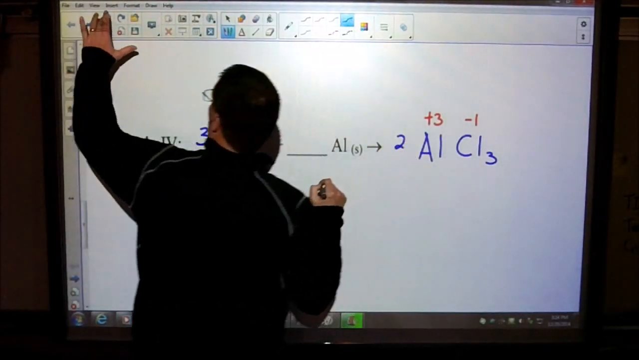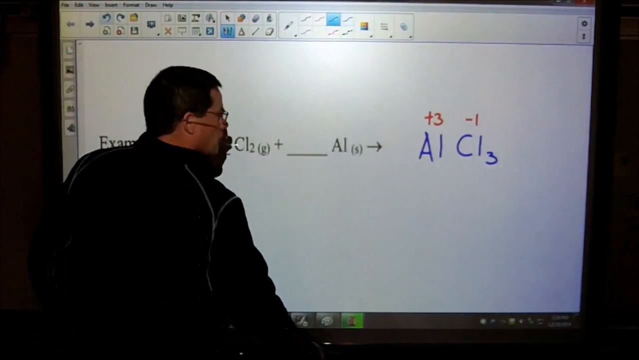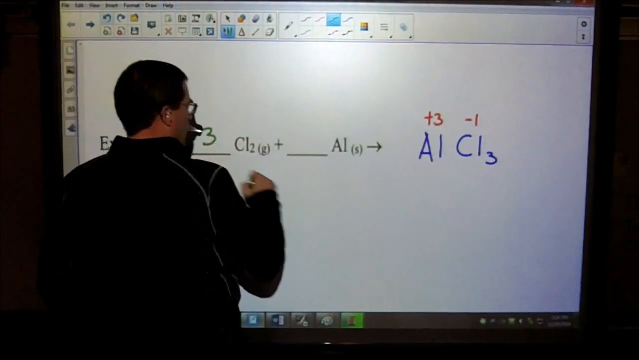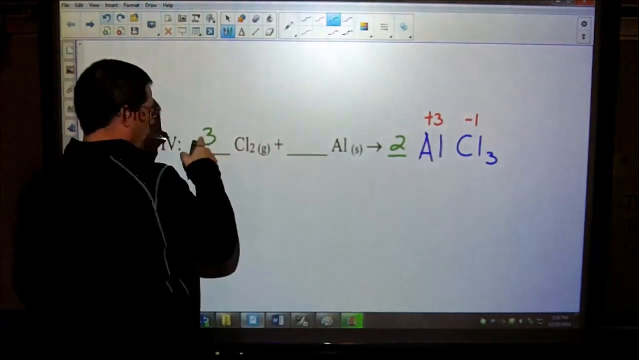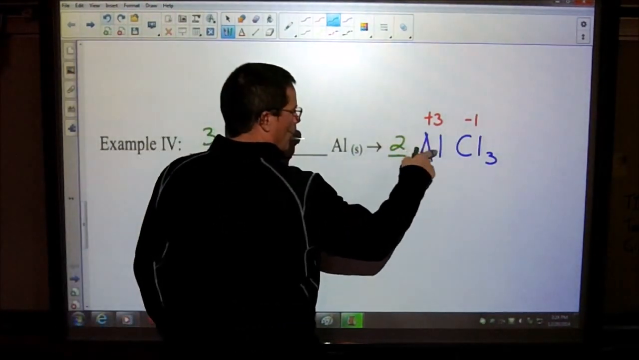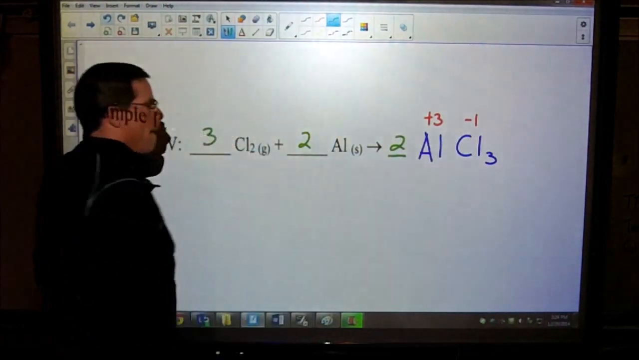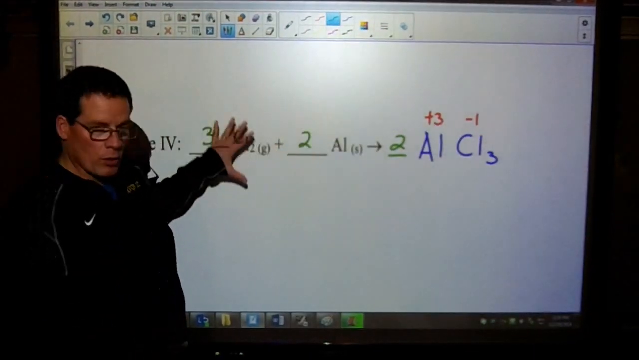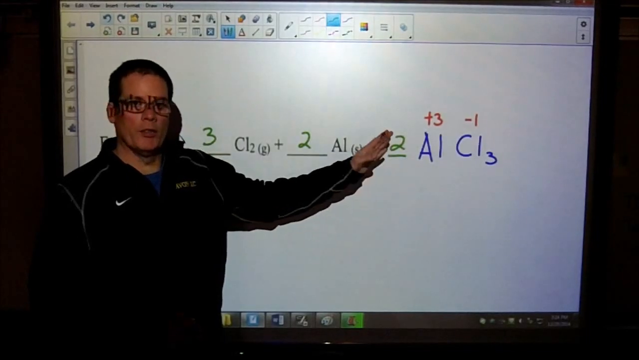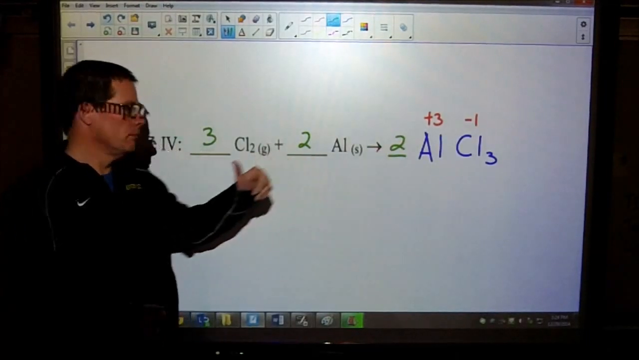Let's put a 3 there and a 2 there. So now I have 6 chlorines, but now my aluminum number has changed, so I need to put a 2 there. Okay? So with synthesis, take your metal and your non-metal, make sure you write it correctly. Don't you dare write chlorine before aluminum.